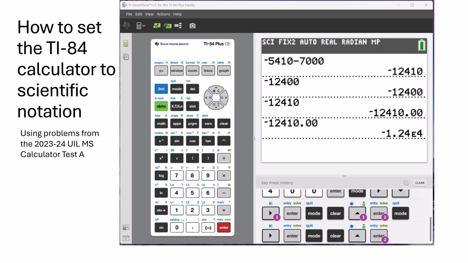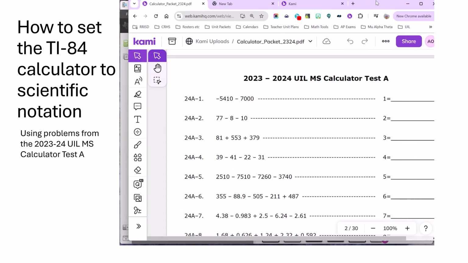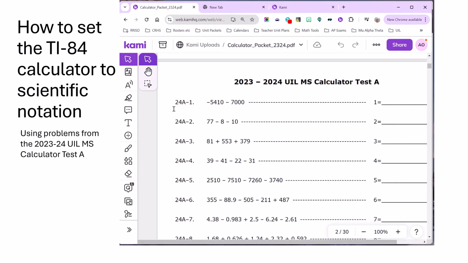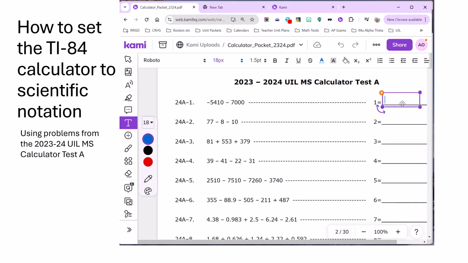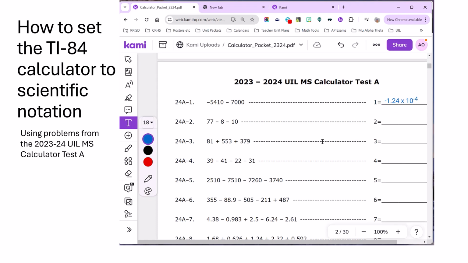So again, just to show you what I mean, I'm going to pull this back here. It's negative 1.24 e to the 4th. So here I would write negative 1.24. And then make an X, and then do a 10, and put your 4 up there. And that would be a correct answer.